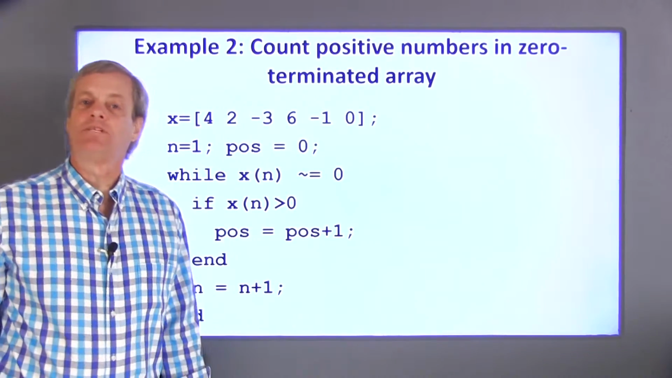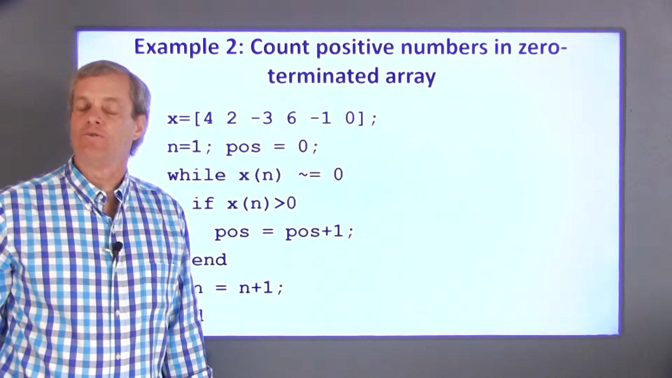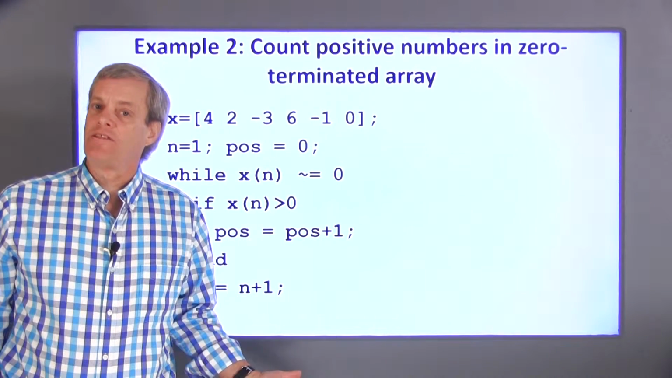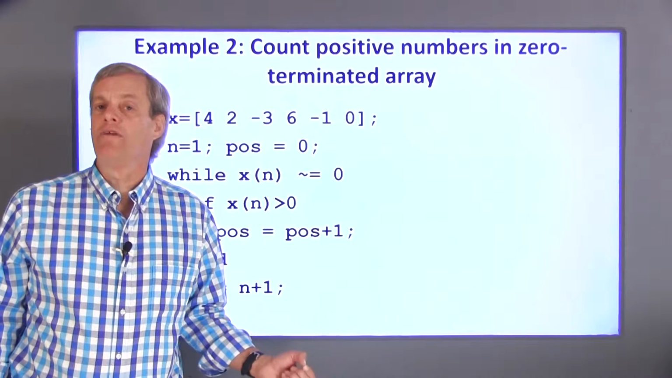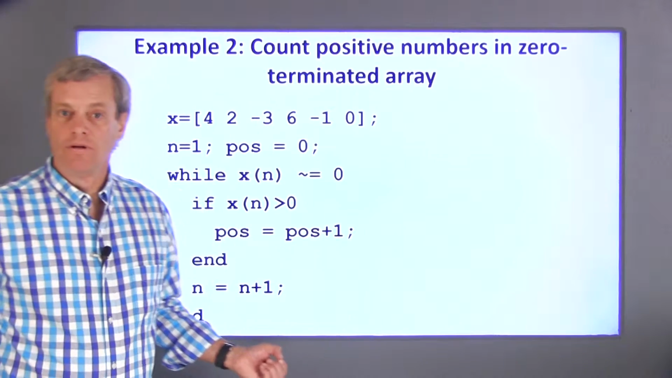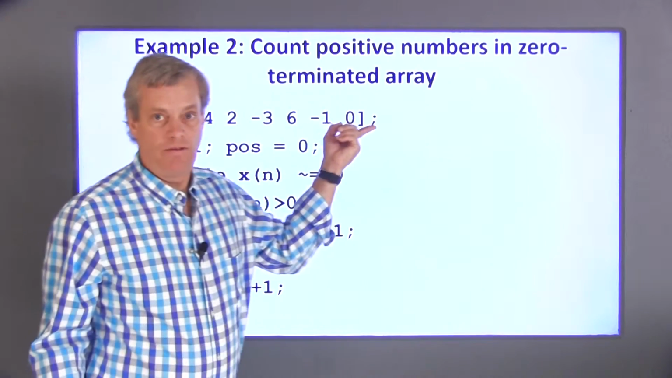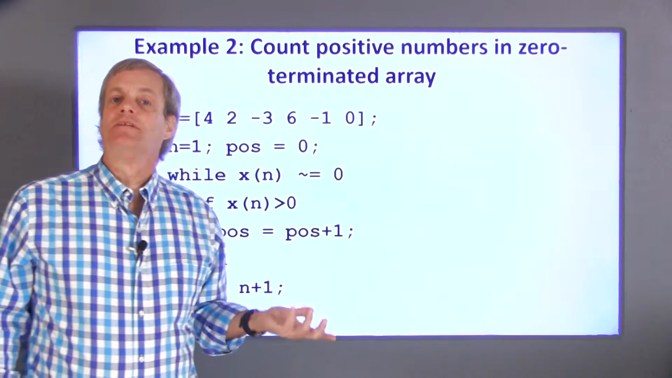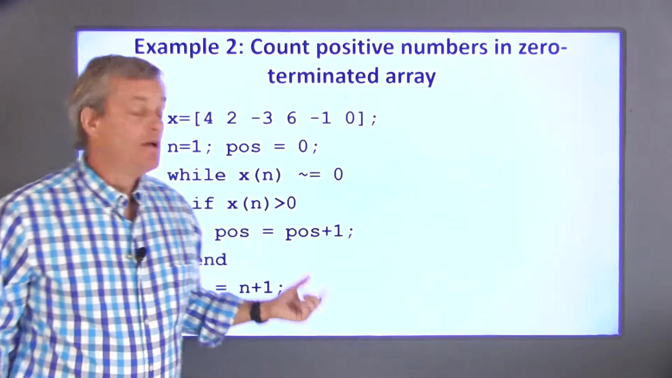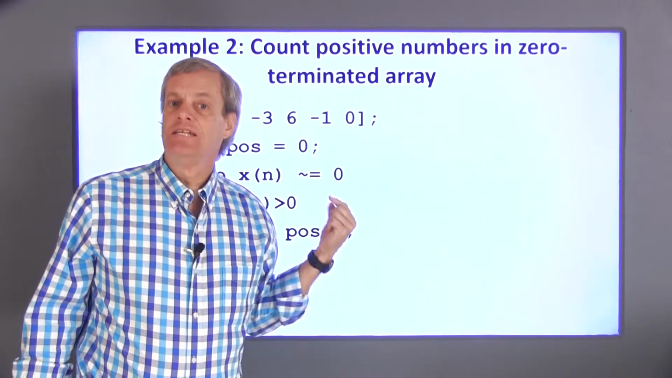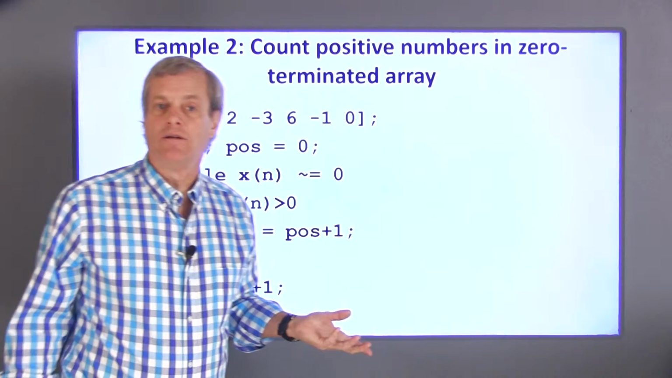The next example is to count the number of positive values in an array that's terminated with a 0. That means that the last element in the array should be a 0 and no other element in the array is a 0. I start out by initializing an array named x to these values. I need to calculate the number of positive values in the array. Notice that the last element in the array is 0. This gives me a condition I can use to terminate the while loop.